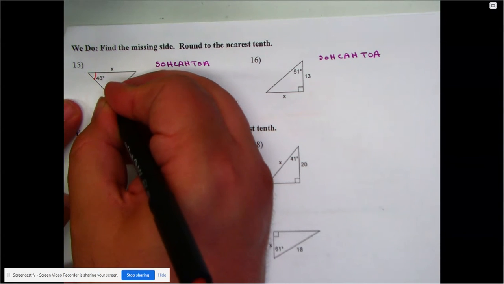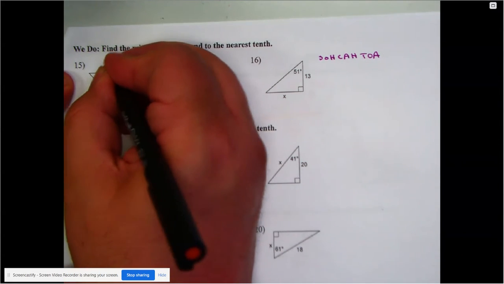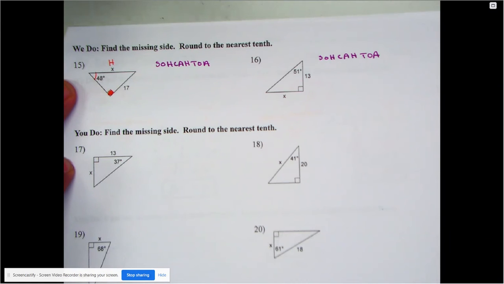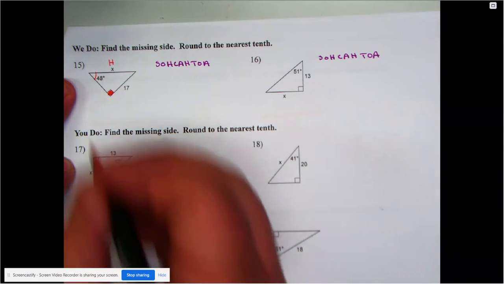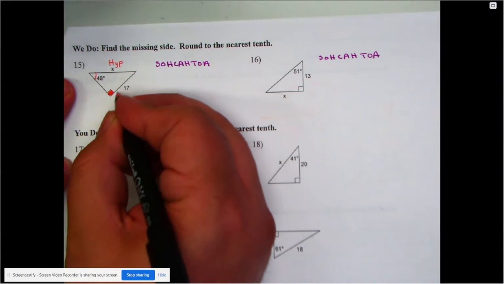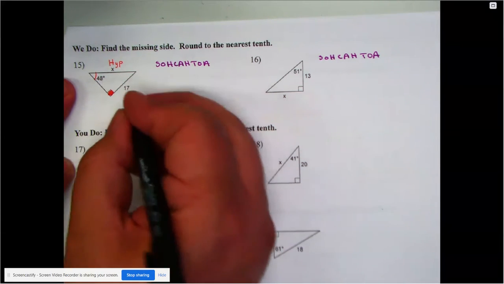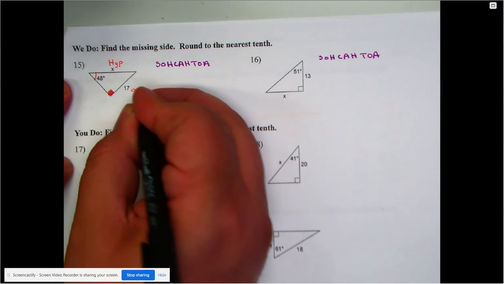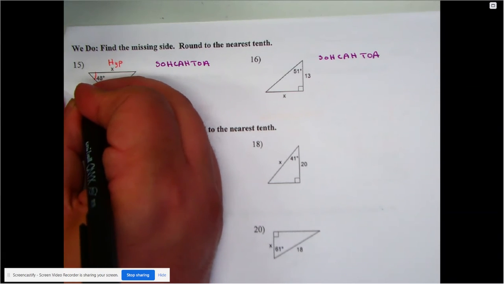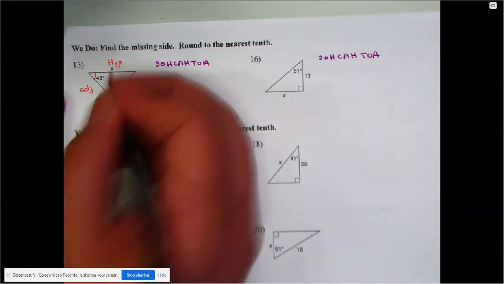Here's my 90, which means this one is the hypotenuse. Now remember, we're not going LLH, small, medium, large. No, we're labeling for SohCahToa. This is my hypotenuse. The 17, look how this side has no contact with the 48. That makes it the opposite, which of course makes this side the adjacent because it's right next to the angle.